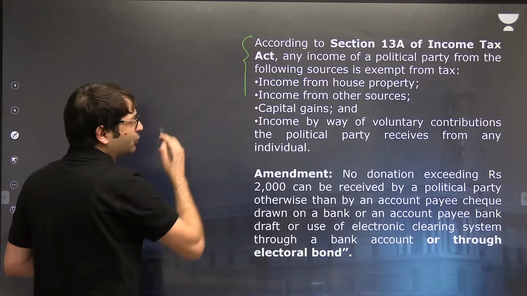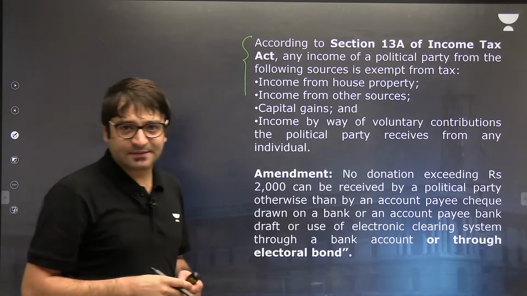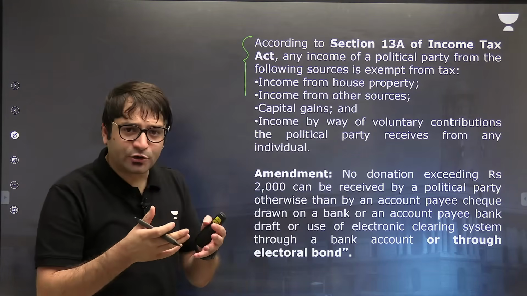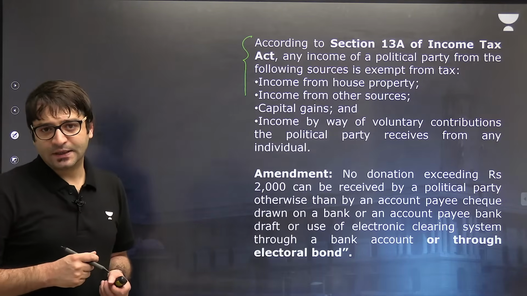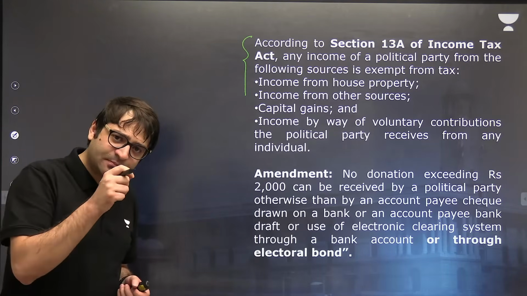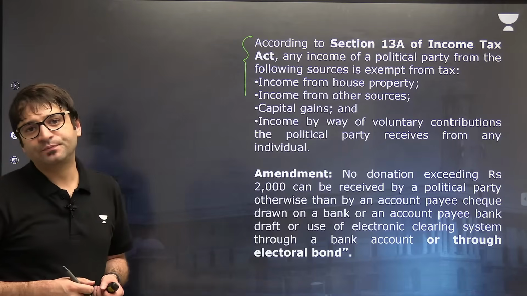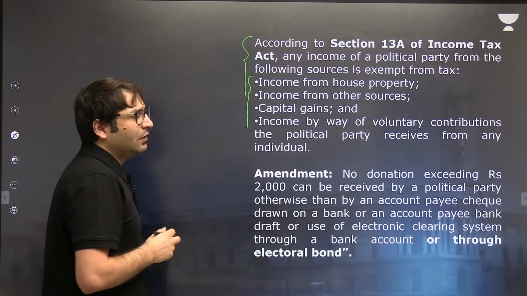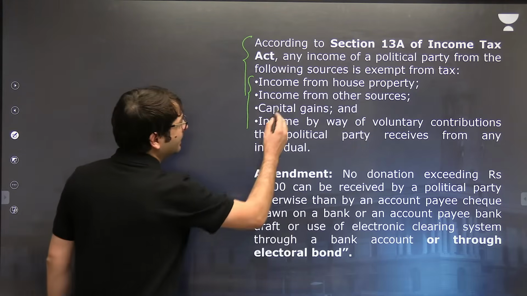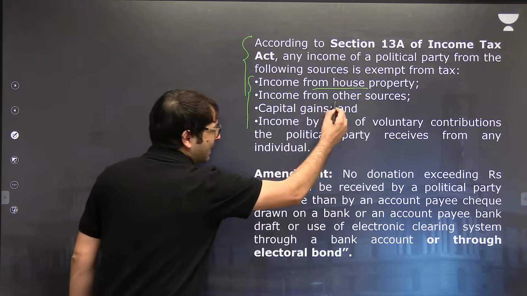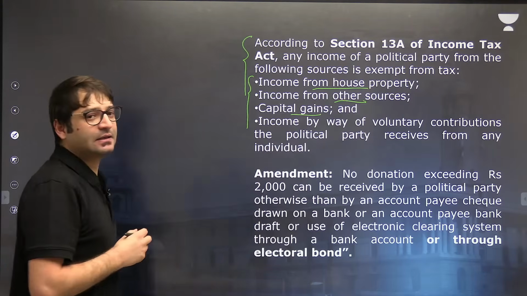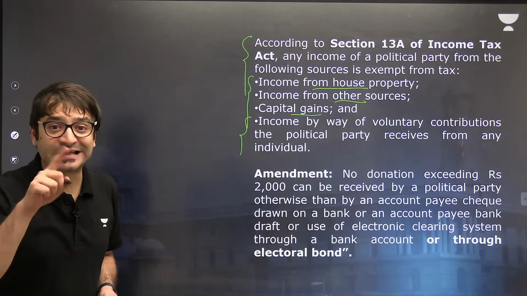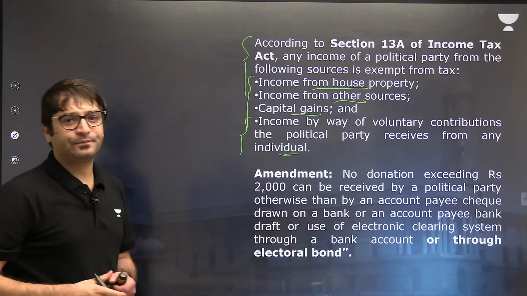Not just this, another change was made to the Income Tax Act. Political parties raise contributions, they raise income. Do they have to pay income tax on the money that they have raised? They don't have to. They are exempted from tax if this money is from house property, from other sources, from capital gains, income by way of voluntary contributions that the party receives from individuals.